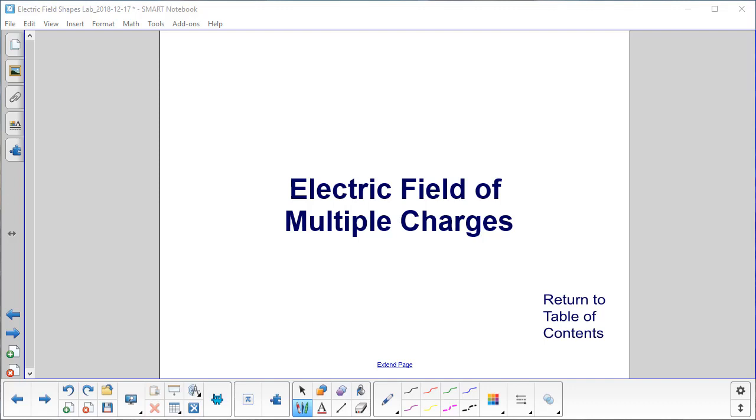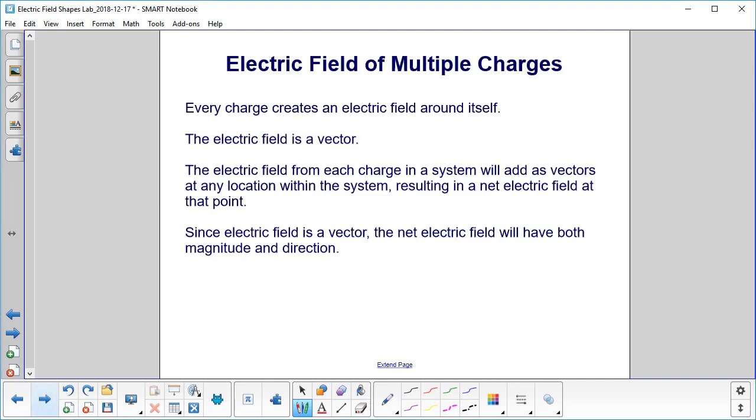Electric field of multiple charges. Every charge creates an electric field around itself. The electric field is a vector. The electric field from each charge in a system will add as vectors at any location within the system, which will result in a net electric field at that point. Since it's a vector, the net electric field will have both magnitude and direction.